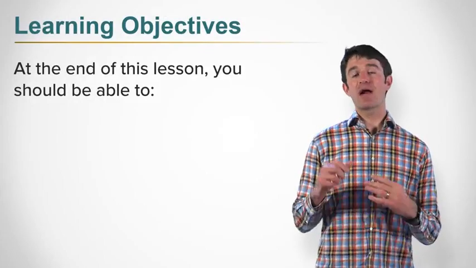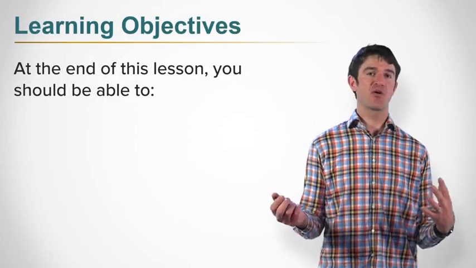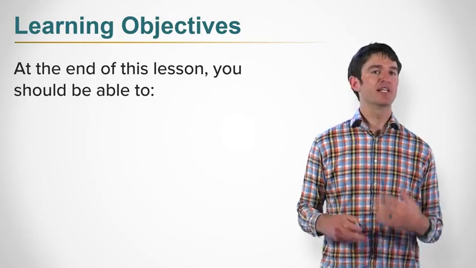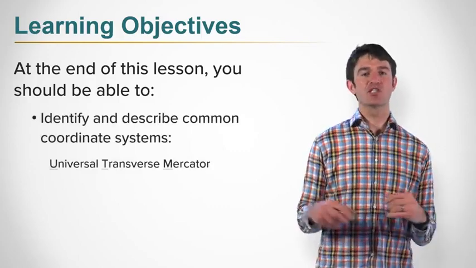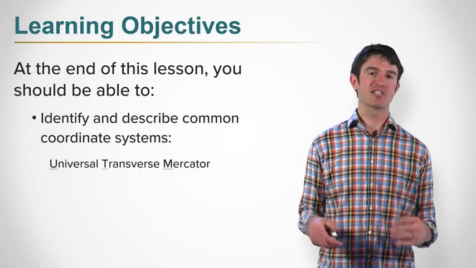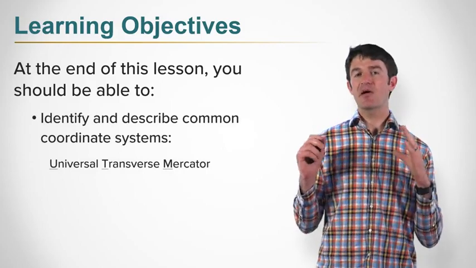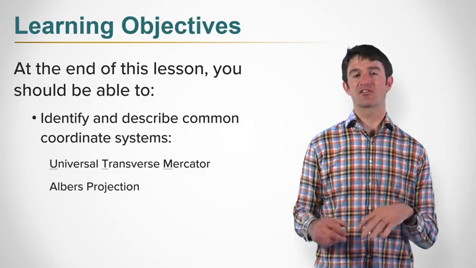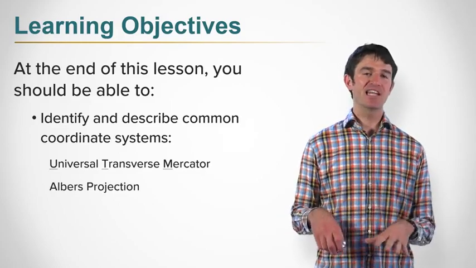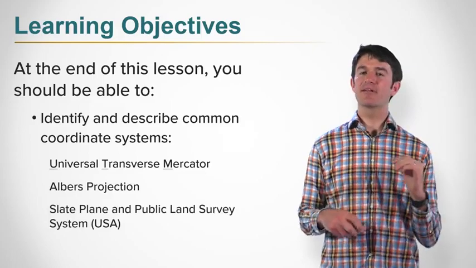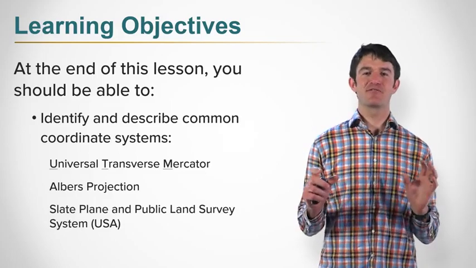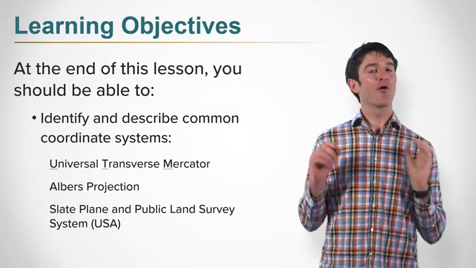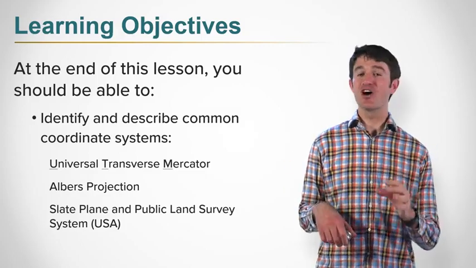In this lecture, we're going to wrap up our lesson on projections and coordinate systems by talking about common coordinate systems that you should know how to use. To begin with, we'll cover UTM, which is one of the most important global coordinate systems in use today. And then we'll talk about the Albers projection, which is commonly used across large regions of the Earth for accuracy of different areas. And then finally, we'll wrap up with the state plane and public land survey system, a very confusing set of coordinate systems that you at least need to be introduced to if you work in the United States. We won't spend too much time on it though, since so many of you aren't.